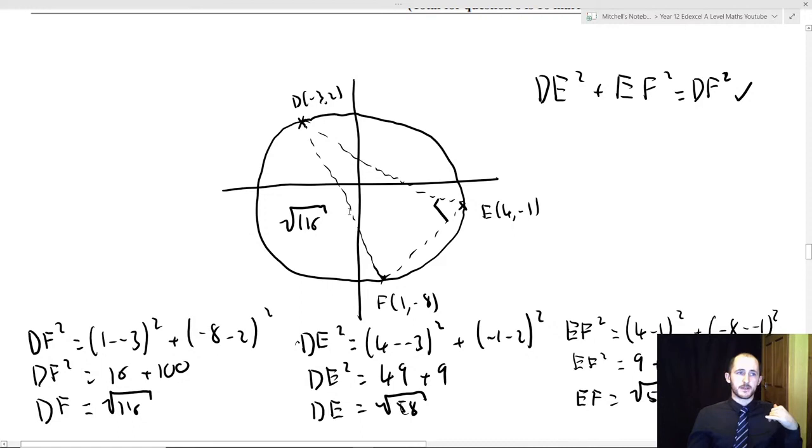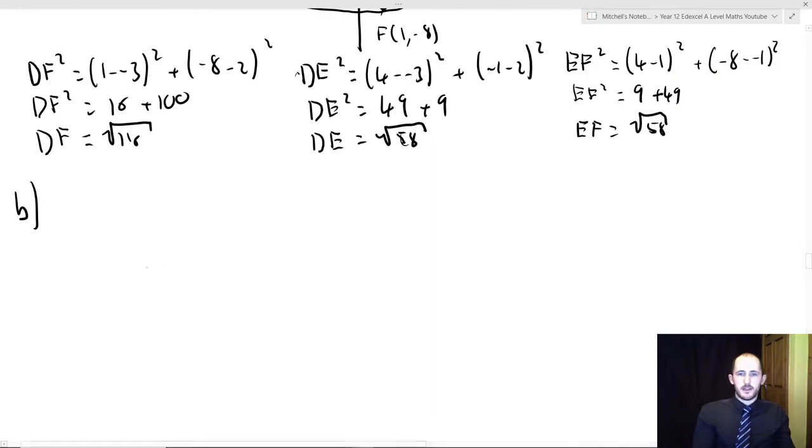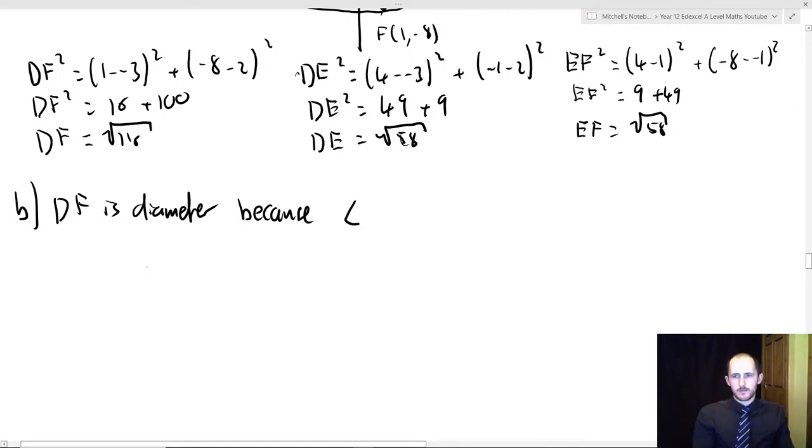So we work backwards. Okay? So just to repeat, 2 points on the diameter, if you try and make an angle, it will always be a right angle. Okay? So because this is the case here, then this must be the diameter. So DF is the diameter. So again, it's just working backwards using the circle theorems.